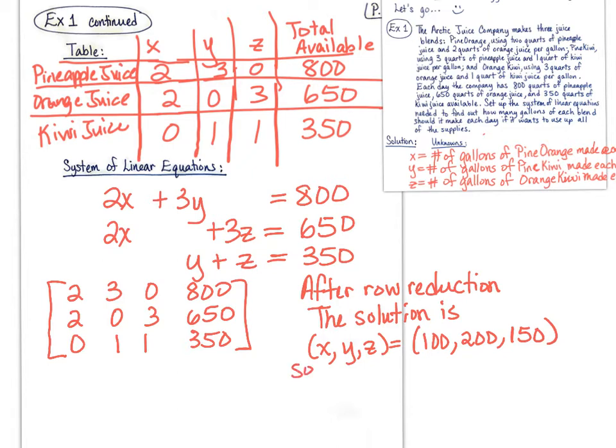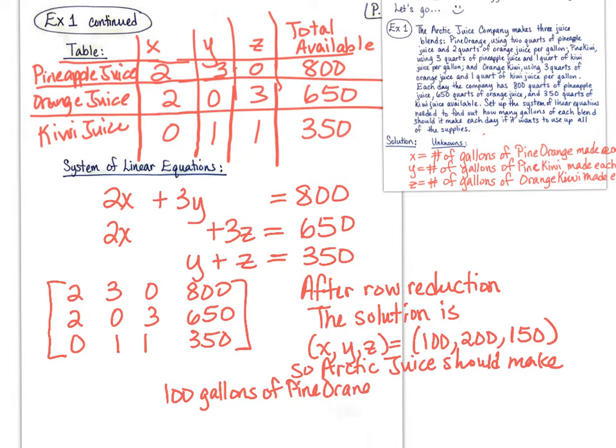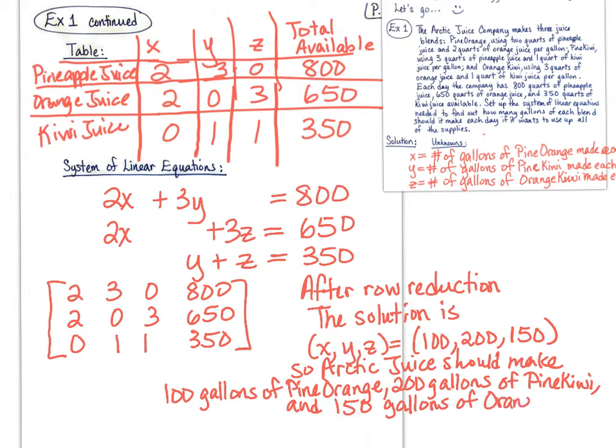So Arctic Juice Company should make 100 gallons of pine orange, 200 gallons of pine kiwi, and 150 gallons of orange kiwi each day.